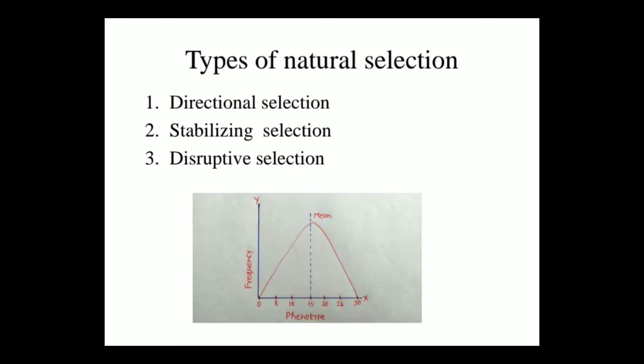Types of natural selection. Natural selection has three types: directional selection, stabilizing selection, and disruptive selection. In this image, a bell-shaped curve graph is used for measurement of phenotypic traits. The x-axis denotes phenotype and the y-axis denotes frequency of phenotype, and the dotted line in the middle stands for the mean of the population.